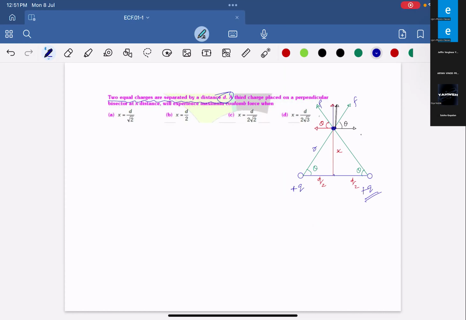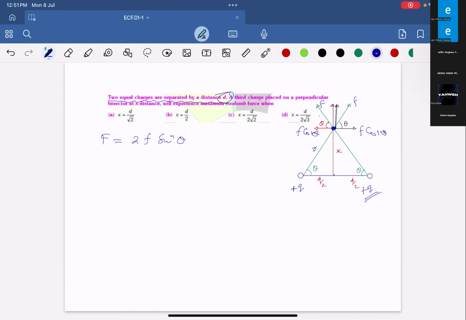Now split it into two components. What are the components? F cos theta and F sin theta. This is F cos theta. This is F cos theta. In a similar way, upward F sin theta, F sin theta. F cos theta cancel out. F sin theta add up. So total force will be what? 2F sin theta.